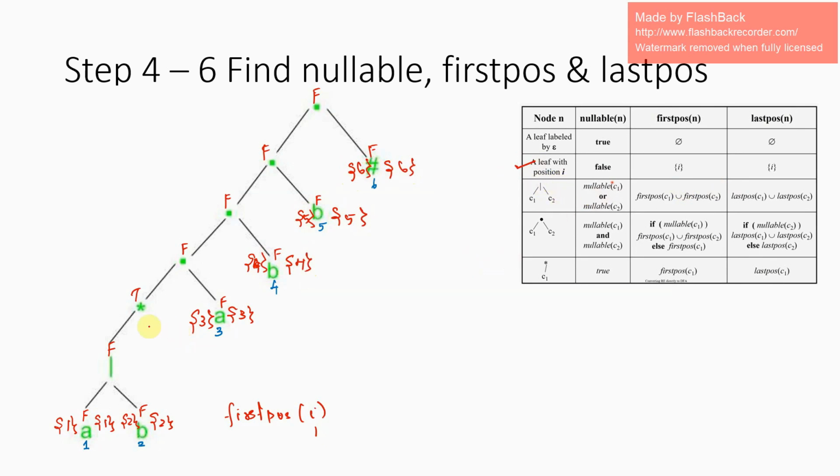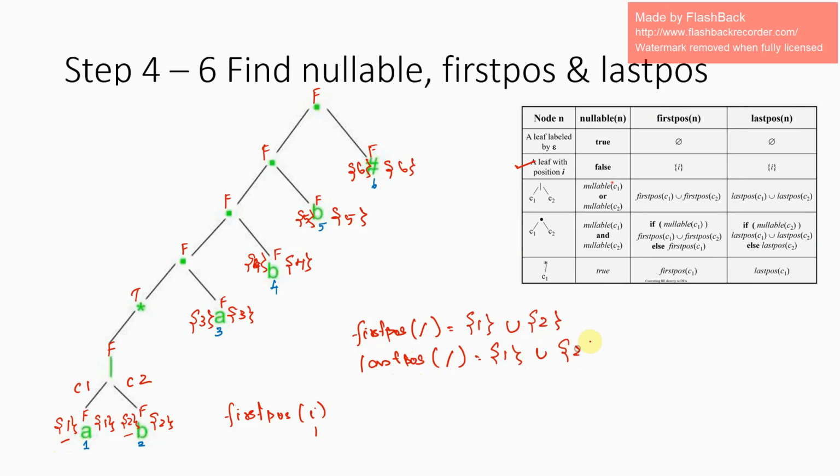And now we have to find out what is the first and last position for the symbol R. And here the first position of C1 followed by the first position of C2. So I have to find out the first position of the symbol. So for that I need to find out the first position of C1 and C2. So the first position of C1, that is 1, union first position of C2, and that is 2. Similarly, I need to find out the last position of the slash. So that will be the last position of C1 and the last position of C2. So I write the first position and the last position of the slash.